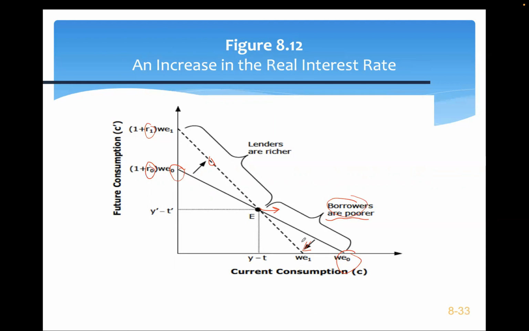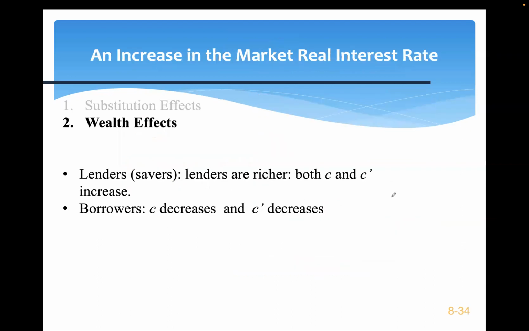On the other hand, the lender can become richer. The curve is pushed up. This is also intuitive. A high interest rate is going to bring them more interest income, so they become richer. If it's a lender or saver, the income effect leads to C and C prime increasing. If it's a borrower, it leads to C and C prime decreasing. So this is the income effect, but we need to combine it with the substitution effect. Here to summarize: if lender, C and C prime increase; borrower, C decreases and C prime decreases.